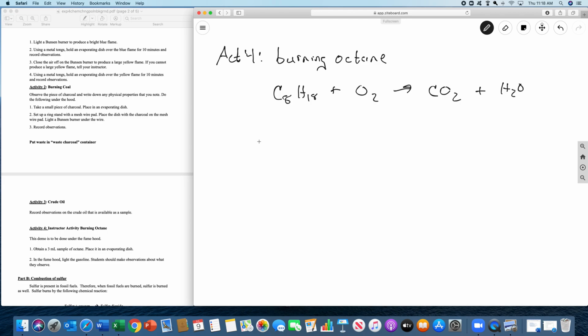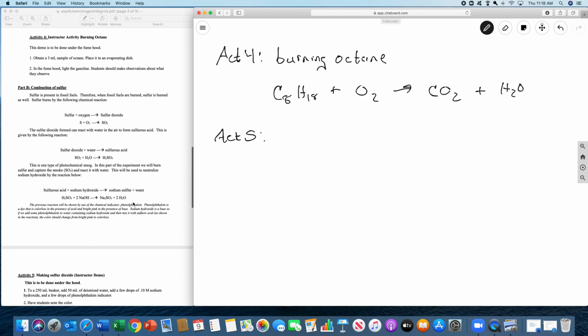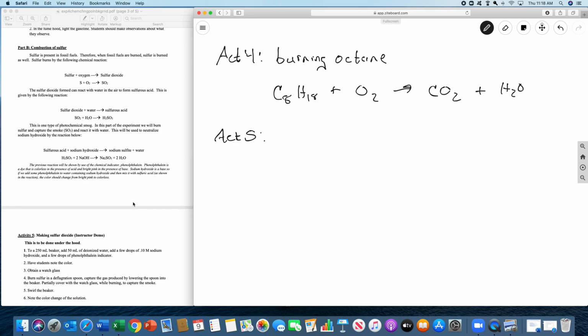Now, the next one is activity 5. Activity 5 is a little bit more interesting, all right? Activity 5, we're going to burn sulfur. So that's a 5 there. So we're going to burn sulfur. And so when sulfur burns, it can actually form SO2 and SO3, but typically it forms SO2.